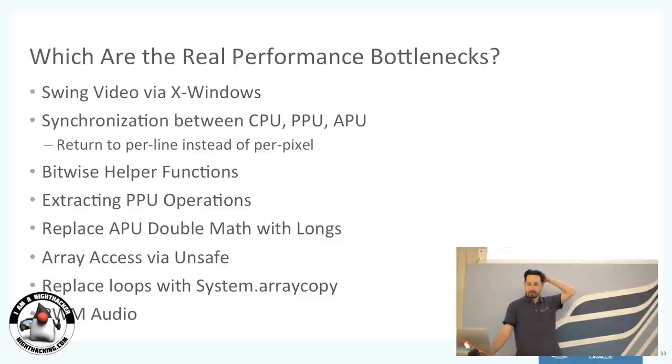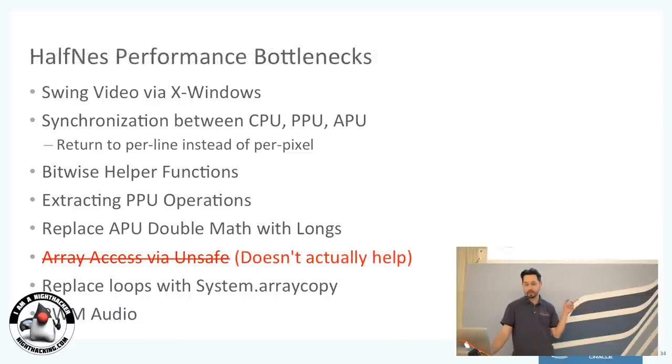He had bitwise helper functions everywhere in the code, and this was actually the number one speed up, because the way he did the bitwise helper functions, they couldn't be inlined. So all of those calls everywhere to the helper functions were eating up a lot of performance. I extracted a bunch of PPU operations. I replaced APU double math with longs. I tried replacing array access via unsafe, and this didn't actually help. Does anyone know what unsafe is? Yeah?